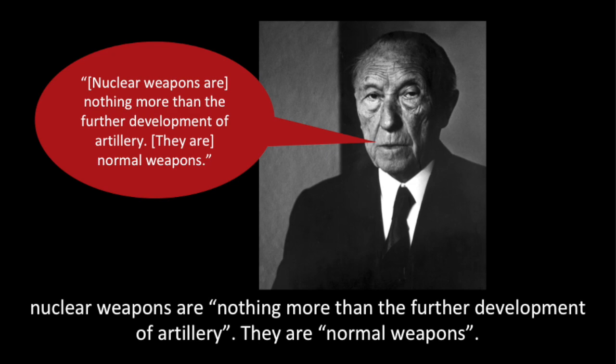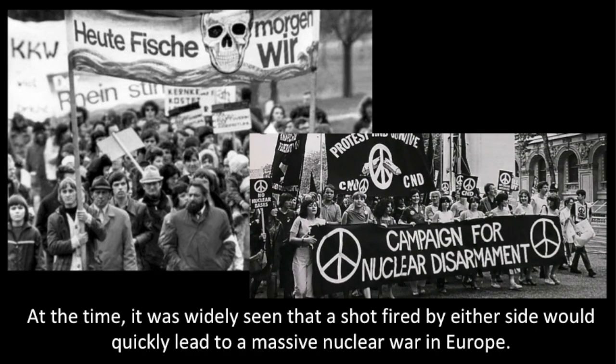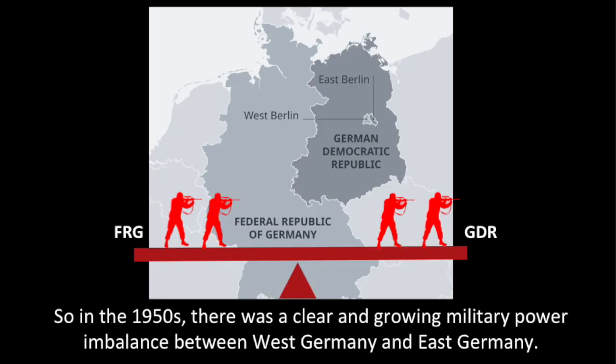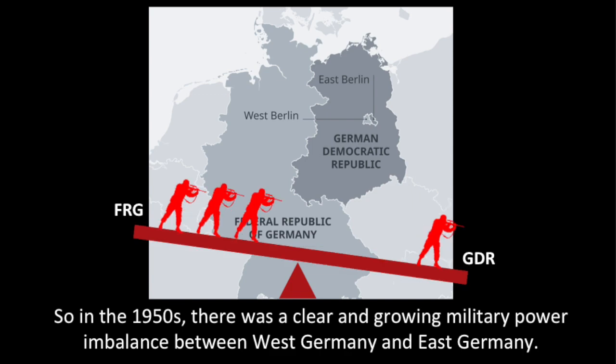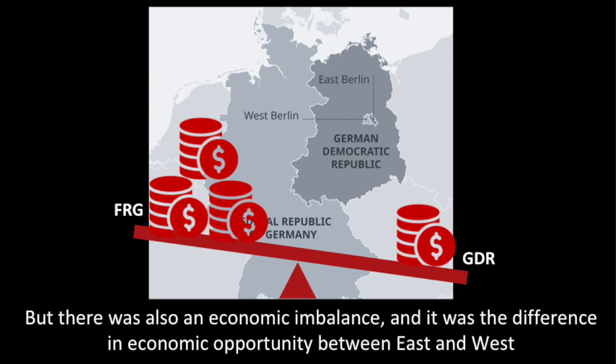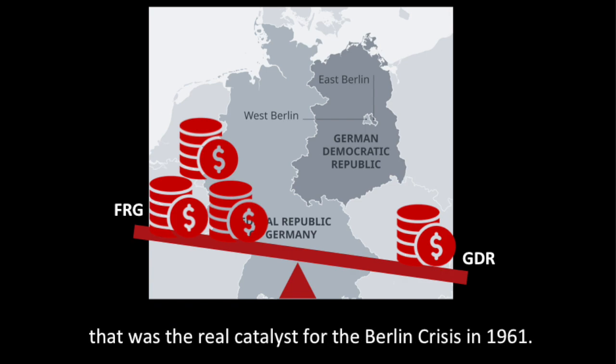"They are normal weapons." We need to remember this when we talk about Berlin and Germany during the 50s and 60s. At the time, it was widely seen that a shot fired by either side would quickly lead to a massive nuclear war in Europe. So, in the 1950s, there was a clear and growing military power imbalance between West Germany and East Germany. But there was also an economic imbalance, and it was the difference in economic opportunity between the East and West that was the real catalyst for the Berlin crisis in 1961.